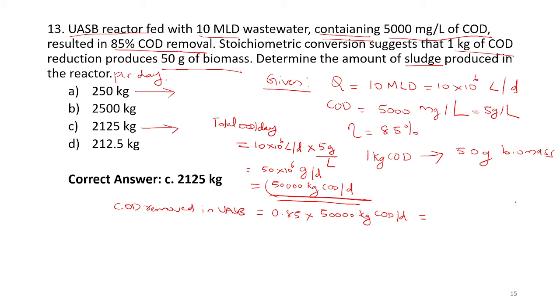And it is given that for 1 kg of COD reduction, 50 gram biomass is produced. We have this much amount of COD. So total biomass produced equals this much COD removed into 1 kg produces 50 gram. So this into 50.